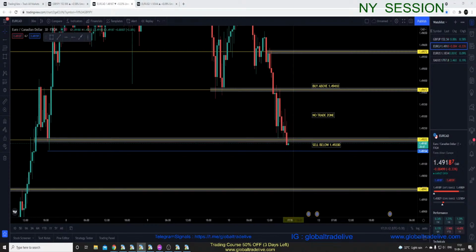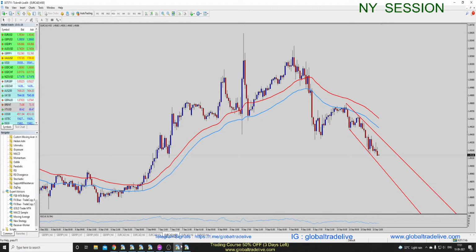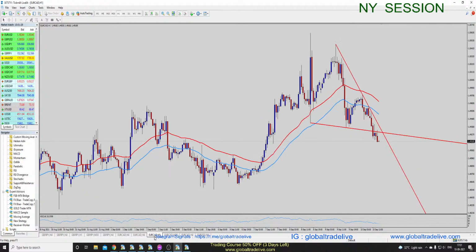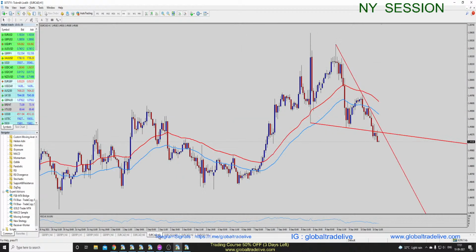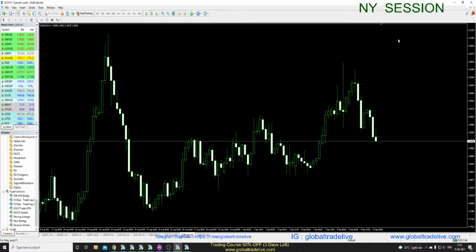EuroCAD just played really. I really want to execute this trade once the 30-minute candle breaks this low over here, but it's pushing really down now.